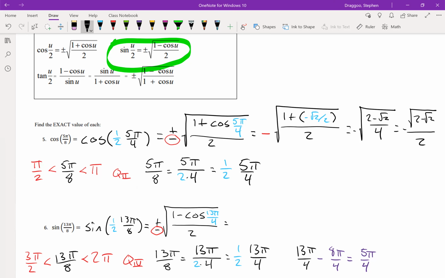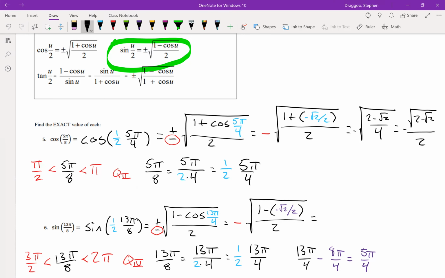So this should all be the same as the negative square root of 1 minus the cosine of 13 pi over 4, which should have the same value as the cosine of 5 pi over 4, which will be negative root 2 over 2. So written out in purple, because I am going to use that coterminal angle to help me out.